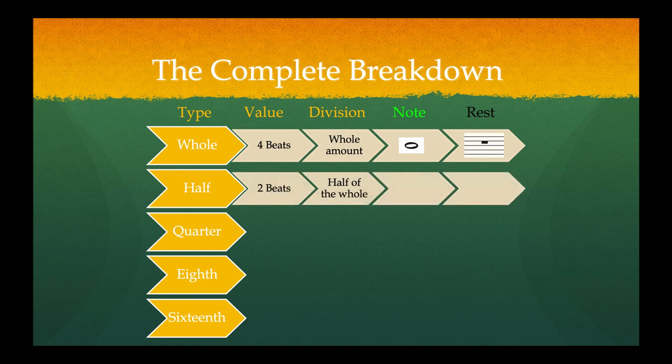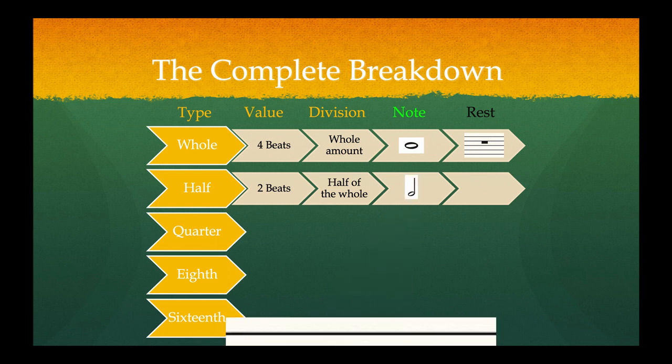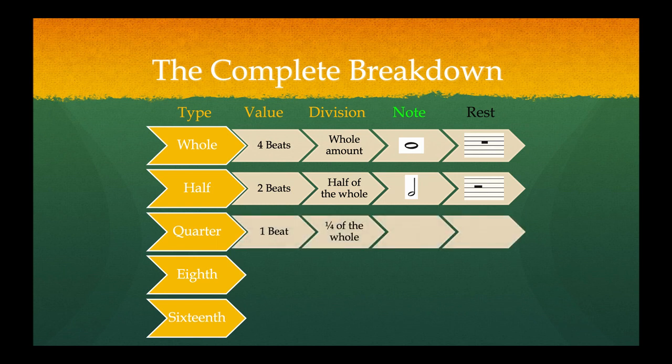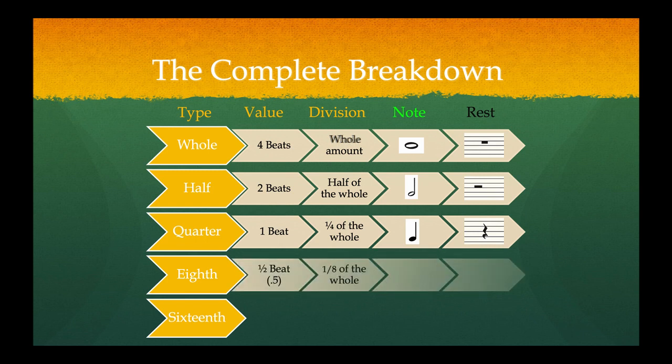The half is worth 2 beats because it's half of the whole. So a half note gets 2 beats of sound, and a half rest gets 2 beats of silence. A quarter is worth 1 beat because it's 1/4 of the whole. So a quarter note gets 1 beat of sound, and a quarter rest gets 1 beat of silence. An eighth is worth 1/2 of a beat. That's 0.5 of a beat because it's 1/8 of the whole. So an eighth note is worth 1/2 a beat of sound, and an eighth rest is worth 1/2 of a beat of silence.